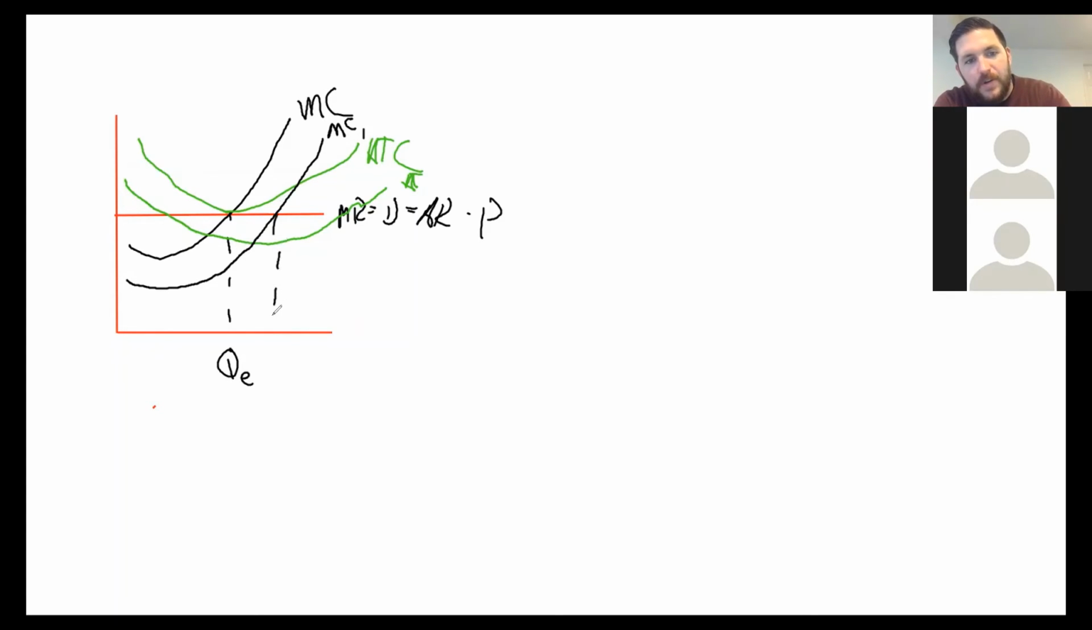We know that we're going to produce where MR equals MC. So if our marginal cost curve dropped, the price has stayed the same in the market. The price of peaches in the market hasn't changed because not everybody has access to this technological innovation yet. So if our marginal cost curve drops, our average total cost curve drops, we're going to produce more. We're going to go from QE to Q1. Okay, so that's going to help us answer that question.